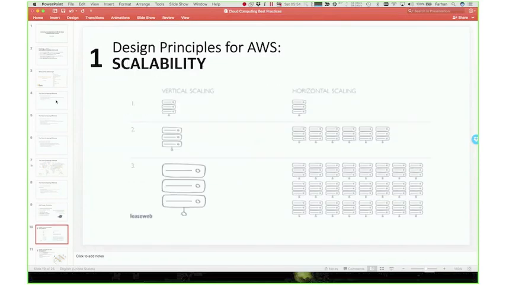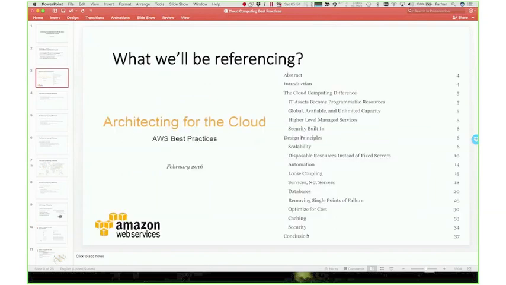Okay. So now we come to the second part of our presentation, which is called the design principles. If we go back to our presentation paper, you would see that there are several design principles, 10 to be exact, which are presented in the paper, and we will be going one by one through them. So first one is scalability, then disposable resources, automation, loose coupling, servers, databases. All of these will be covered in this slide.